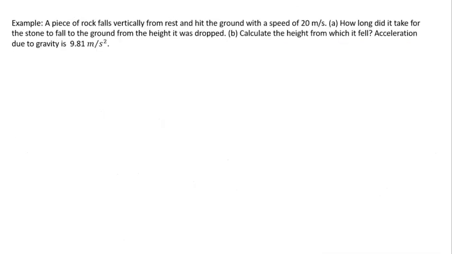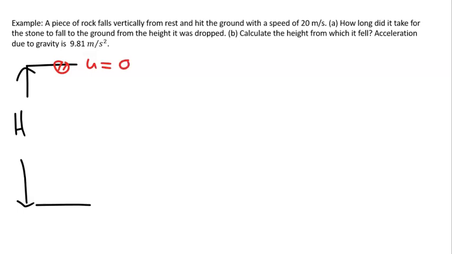So a piece of rock falls vertically from rest and hits the ground with a speed of 20 meters per second. So from some height, let's call this height h, and the rock is falling from rest. So that means the initial speed is 0 meters per second. When it hits the ground, the speed is 20 meters per second. So that is the final speed. And we want to determine the time it takes to go from the top to the bottom, and also the value of h.